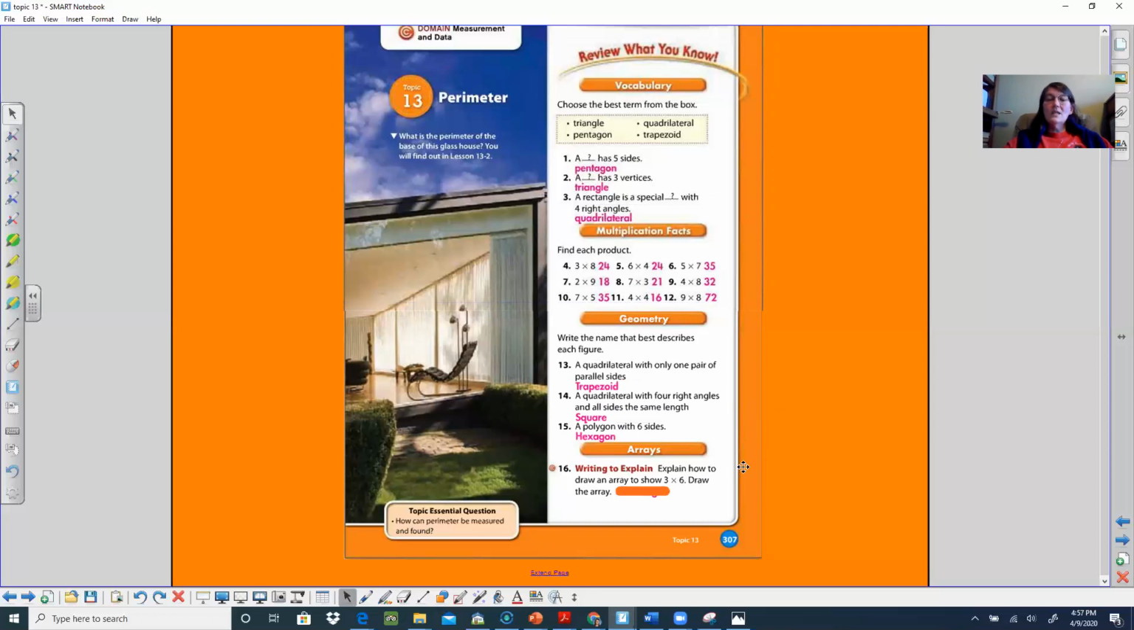Hexagon. Okay, explain how to draw an array to show 3 times 6. So on this one, you need to be thinking 3 rows of 6, and you could draw 3 rows, and each row has 6 circles in it. And if I touch that one, it's just going to say something like C margin. So let's see that real quick because that's kind of funny. C margin.